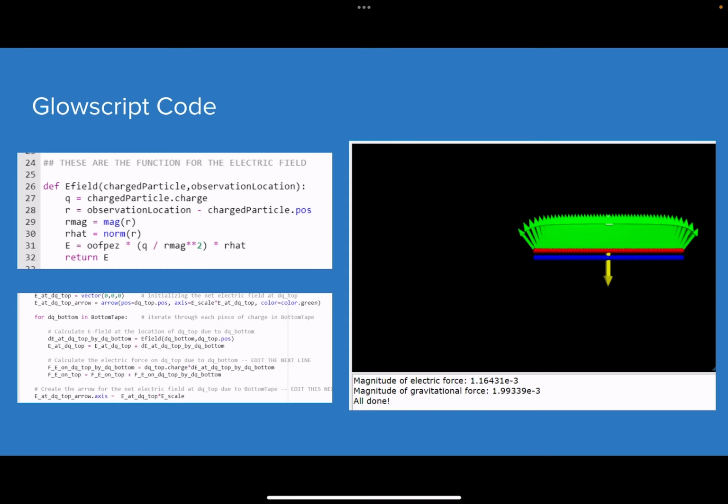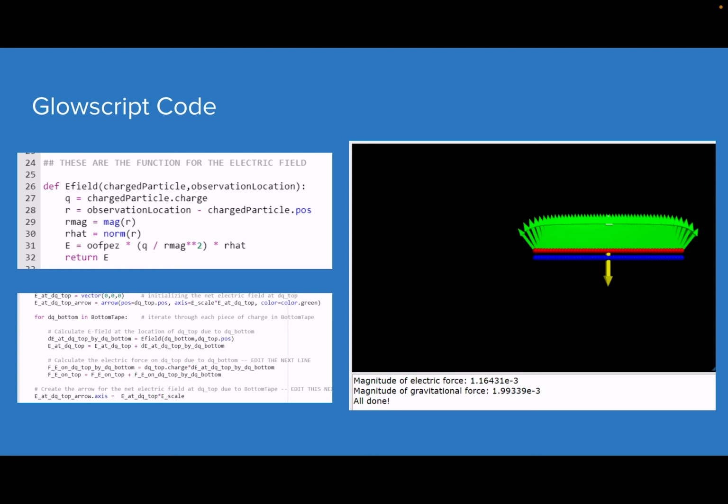And we use that in our computational model, where we use the distance between the two tapes as our r equals observation location minus charge particle position, and put it all in the electric field equation. And we also use the gravitational force equation and put them all in the computational model to observe what the two charged tapes would look like.